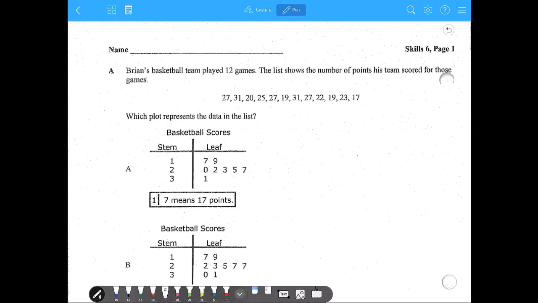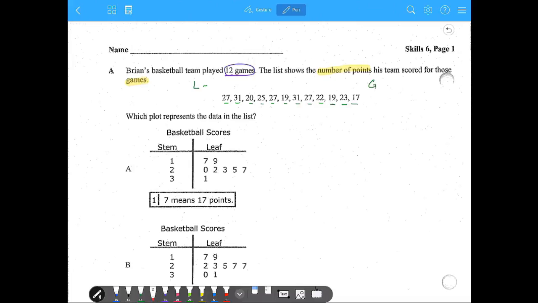Letter A says Brian's basketball team played 12 games. So let's go ahead and circle 12 games. The list shows the number of points his team scored for those games. So there's 12 numbers here, and what we're gonna do first is I'm gonna put these numbers in order from least to greatest. So I'm gonna make my own list from least all the way to the greatest.